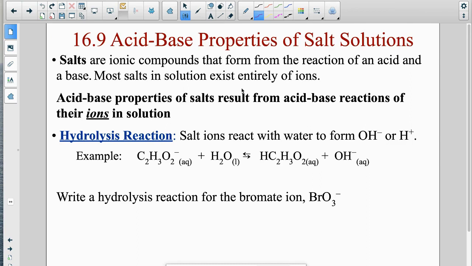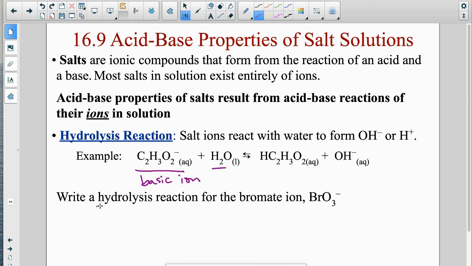So salts are ionic compounds. They're soluble ionic compounds that form from the reaction of an acid and a base. Salts are made of a positive and a negative ion, cations and anions. These ions reacting with water are what cause a change in the pH. For example, we have the acetate ion. It will react with water and form acetic acid and some OH minus. That causes base to be formed. So this ion is a basic ion.